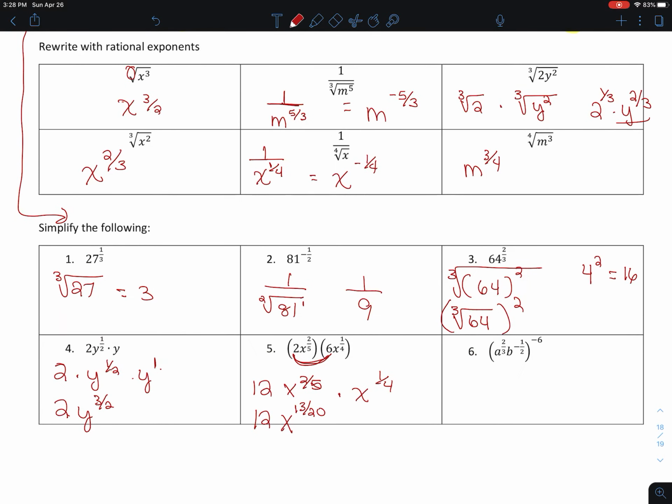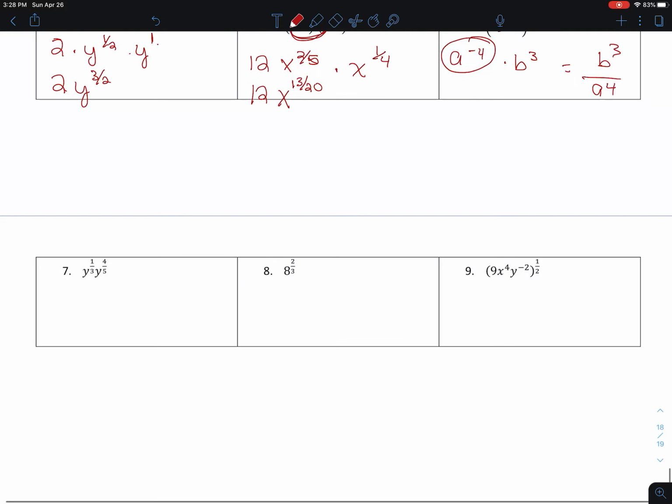And in this last one, we have a power being raised to a power. So remember, when we raise something to a power, we multiply the exponents. So this would be a 2/3 times -6 is -4 times b. -1/2 times -6 is +3. And remember, the 4 is going to go on the denominator, so this would equal b cubed over a to the 4th.